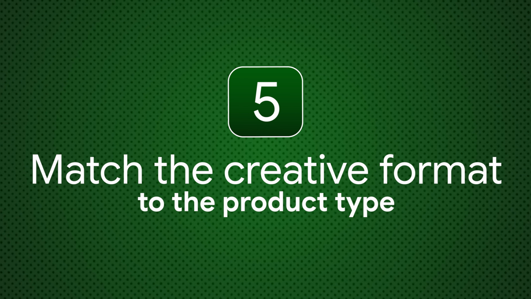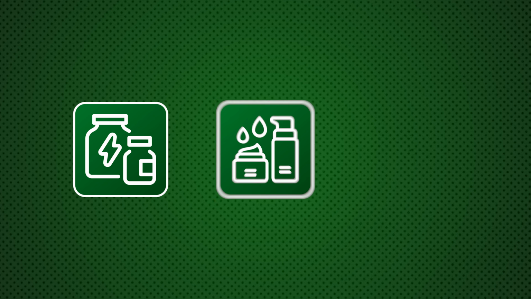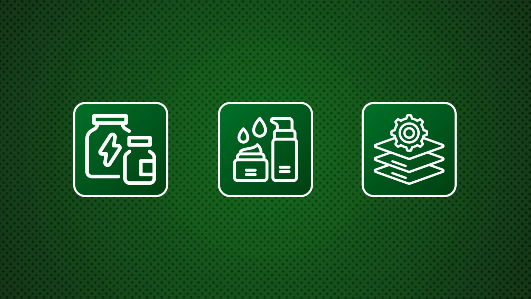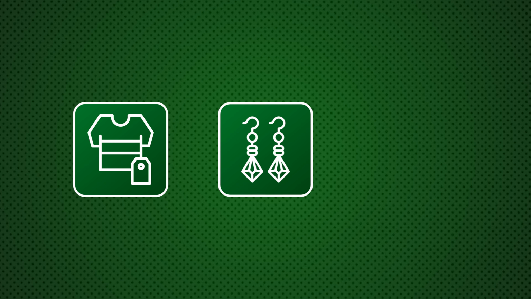Step number 5: match the creative format to the product type. A lot of people lose hit rate unnecessarily. Video is the right format for problem-solving products like supplements, skincare, software, anything that requires education for purchase. Static images, on the other side, are the right format for self-explanatory products like apparel, jewelry, home decor.